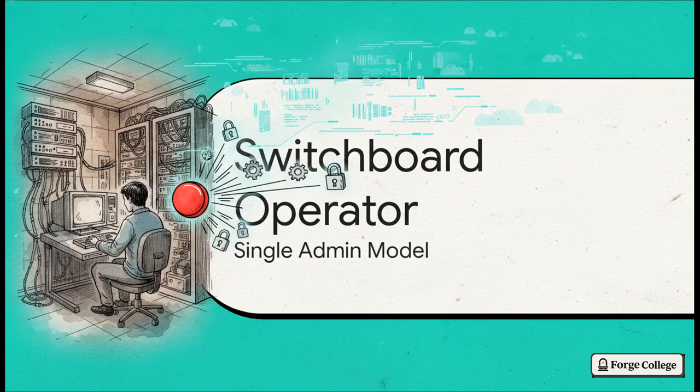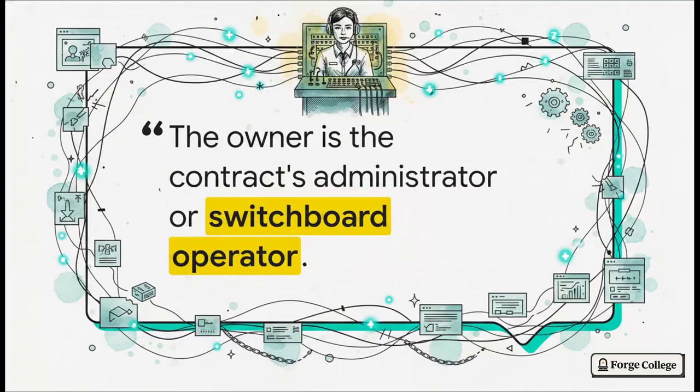All right, let's kick things off with Section 1, Meet the Switchboard Operator, otherwise known as the Single Administrator Model. So whenever you design a smart contract, you have to make a big decision. Who actually gets to push the big red buttons? I want you to imagine, just for a second, a legacy old-school on-premise server room. Sitting right in the middle of it is one solitary operator at a terminal holding undisputed root access to the entire system. That beautifully illustrates our core concept today.